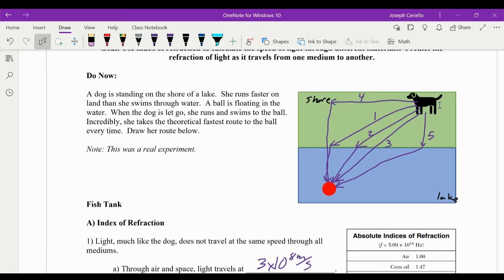Because we know the dog is going to run faster on land than she swims through the water. So what route is she going to take? Is it going to be a straight line? Is she going to spend more time on land? What's going to happen? Just something to think about as we move forward here.